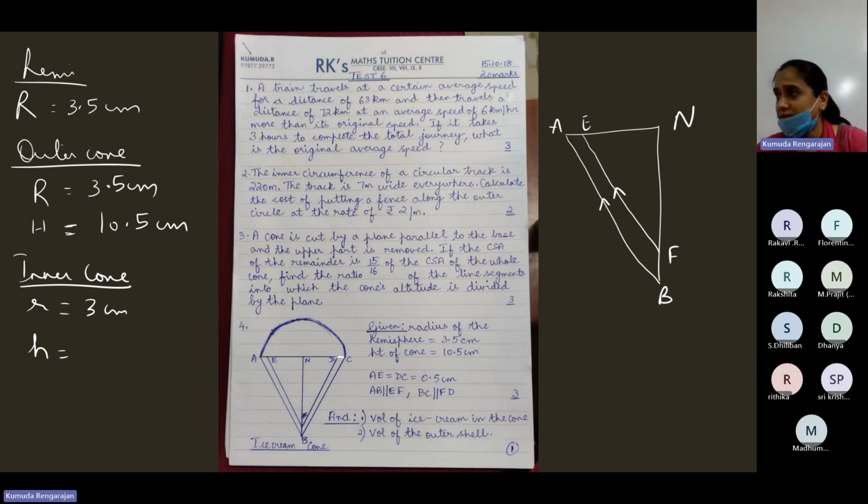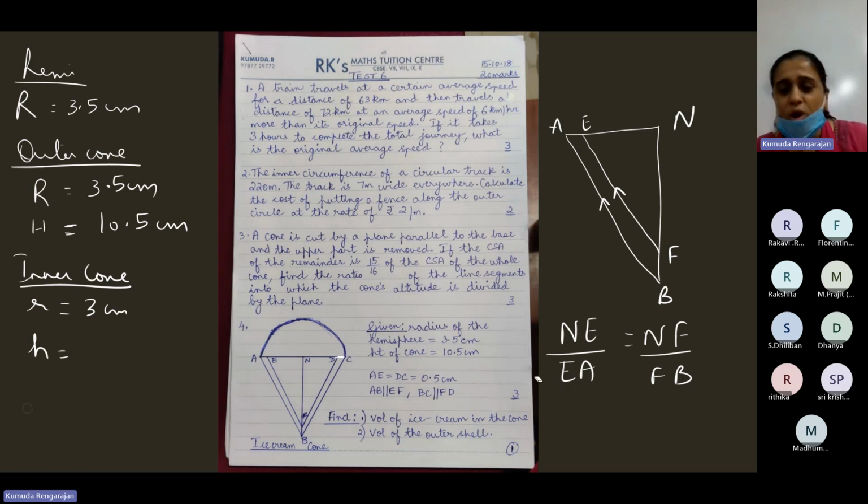In the triangle, EF is parallel to AB is given. So by BPT, we have NE by EA is equal to NF by FB. The sides are proportional. You can also write, this is not going to be very useful, so you can directly write NE by NA is equal to NF by NB. These are the other results by BPT.